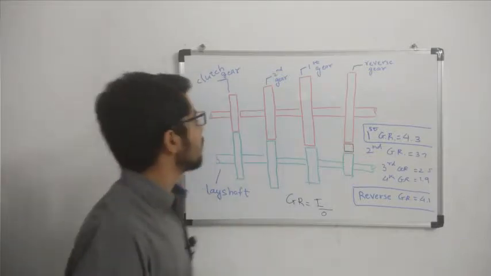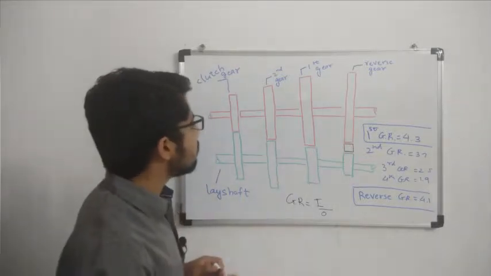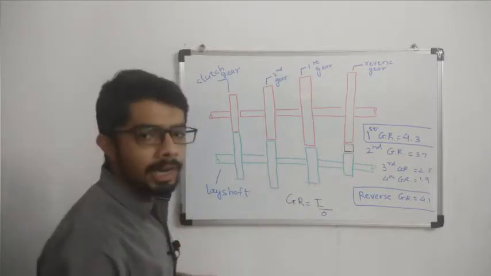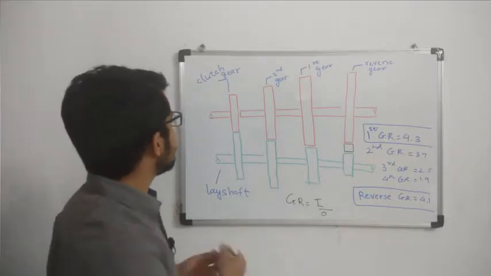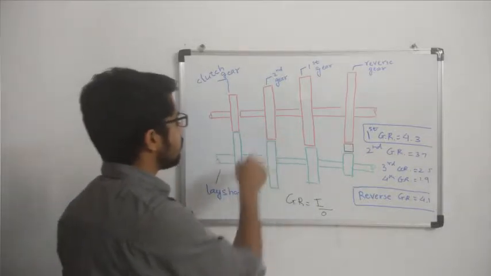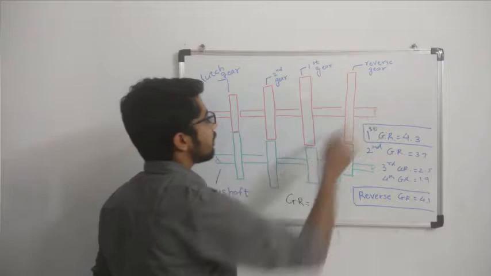Let's find out. So this is just a basic idea of any kind of gearbox, whether it be constant mesh, sliding mesh, or synchro mesh. So here's the input shaft. This is the lay shaft, and this will be the output shaft.